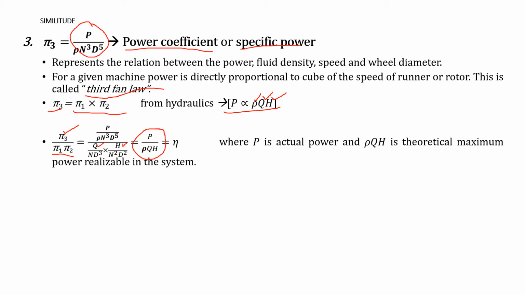This is nothing but efficiency. P by rho Q H is efficiency, where P is the actual power and rho Q H is the theoretical maximum power available. So this ratio is efficiency. This is about the power coefficient. We will use this again in upcoming video lectures wherever necessary. So as of now we have studied 3 pi terms.